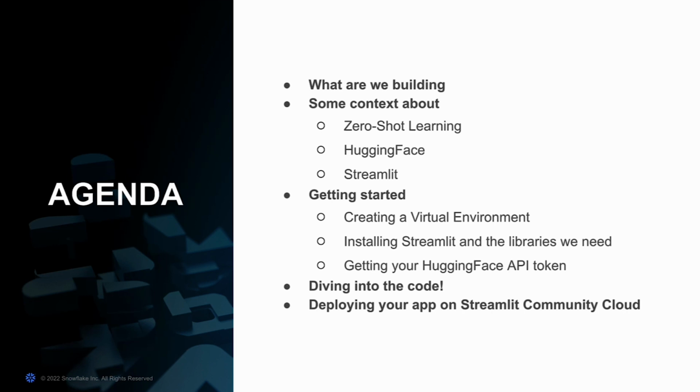I'll show you how to create a virtual environment for your application. I'll show you how to install Streamlit and all the libraries we need for our app to work. And then I'll show you how to get your HuggingFace API token. Then it'll be time for us to dive into the code. And lastly, I'll show you how to deploy your application for free on Streamlit Community Cloud.